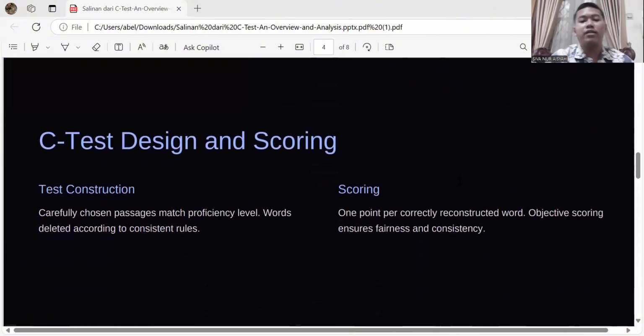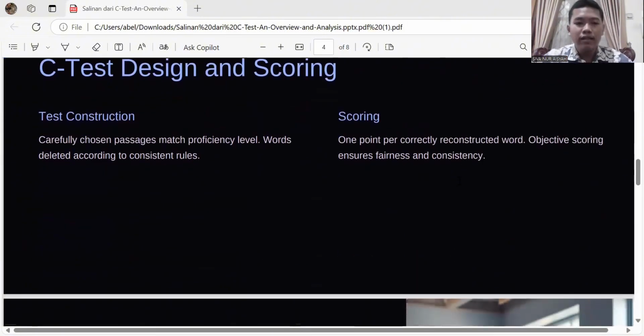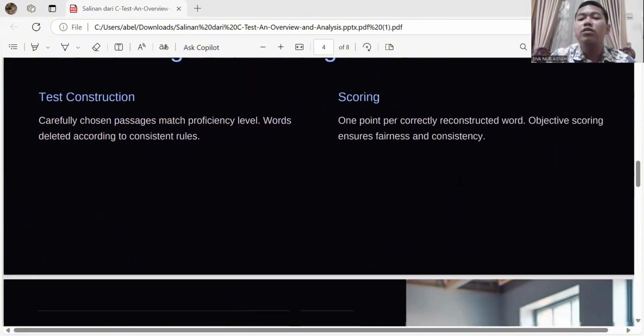C-test design and scoring. Test constructors carefully choose the passage, match the proficiency level, and delete words according to consistent rules. The scoring is 1 point per correctly reconstructed word. Objective scoring ensures fairness and consistency.